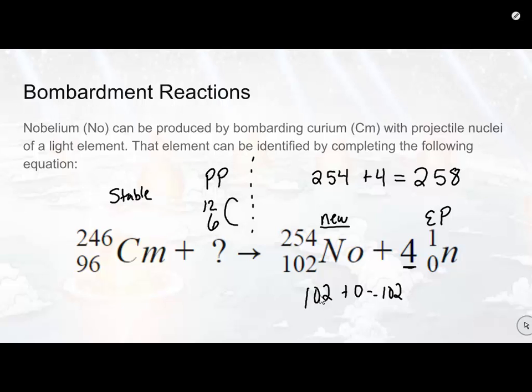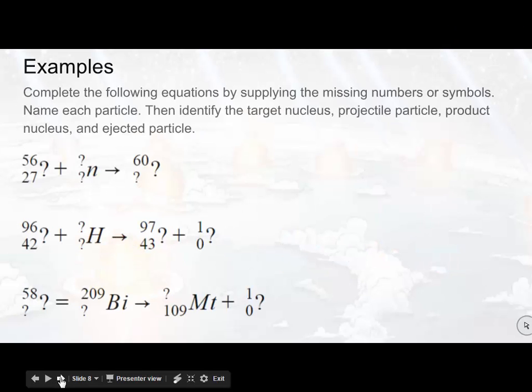Okay, let's try another example. So here we want to complete the following equations by supplying the missing numbers or symbols, and then we want to name each particle that we produce and identify whether we have a target nucleus, a projected particle, a product nucleus, or an ejected particle. So let's try the first one.